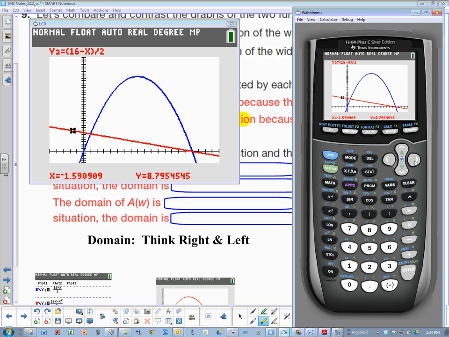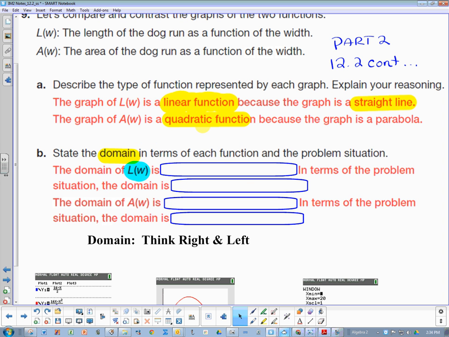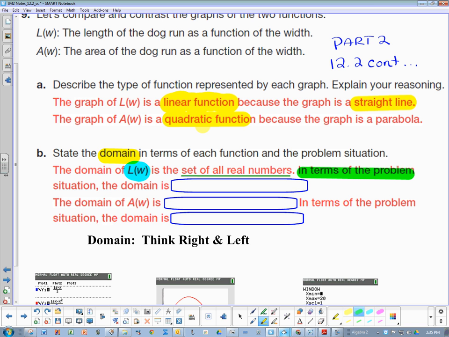When we're talking about domain, right here, this domain. Domain is how far left and how far right can you go on that function. Well, I got to tell you, you can go forever. So what we say here is that it's going to be a set of all real numbers. You can go right forever and you can go left forever. Now, technically though, in this problem situation, we're kind of stuck because in terms of this problem situation, the domain is, well, in real life, you're not going to go into the negative region.